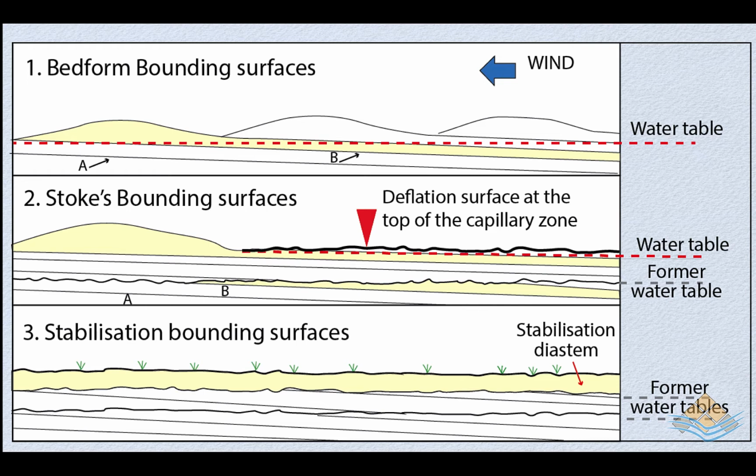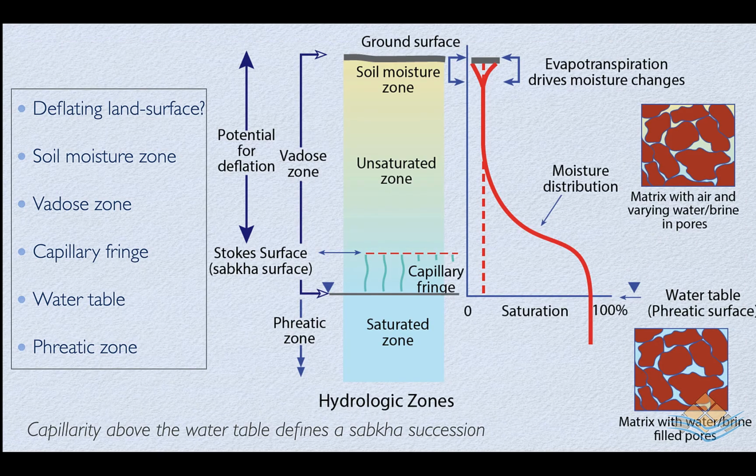A Stokes surface is what also controls the uppermost position of the Sabkha sediments. So here's a general hydrological profile in any system. We go from the phreatic or saturated zone, where we have 100% water saturation below the water table, and then above the water table we go through the zone of capillary wicking or the capillary fringe, and at the top of that zone there is a drop in the moisture distribution, so that now the sediments are potentially susceptible to deflation.